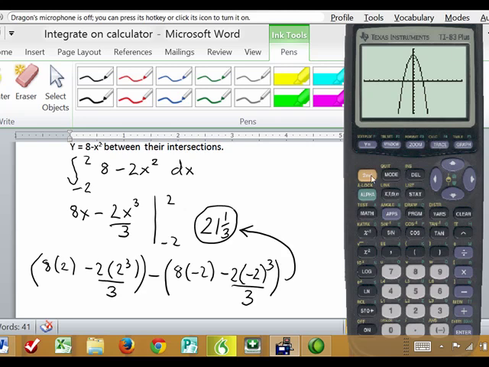So to find the area, we go second trace. We go into integrate, number 7, enter. The lower limit is negative 2, enter. The upper limit is 2, enter, and it's going to give us the area of 21 1/3.